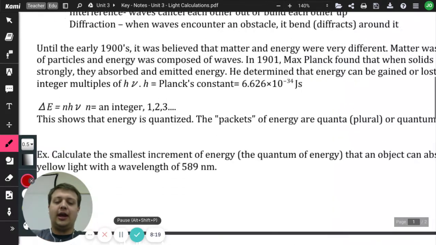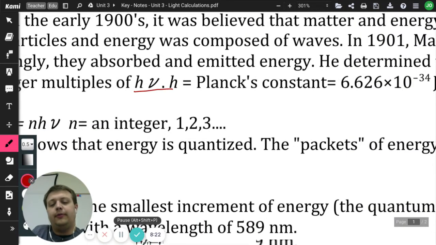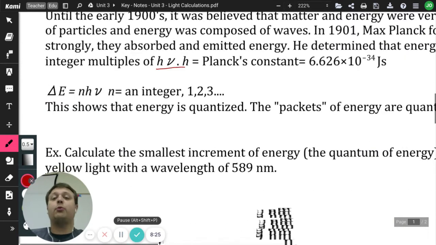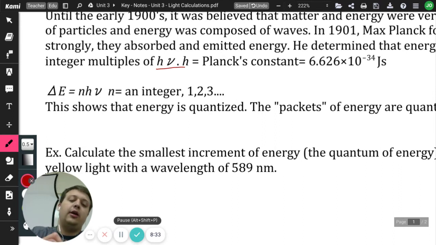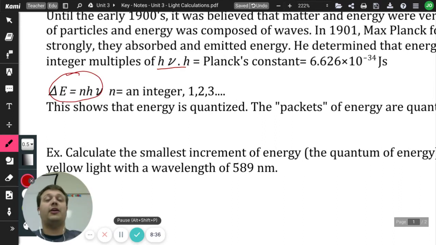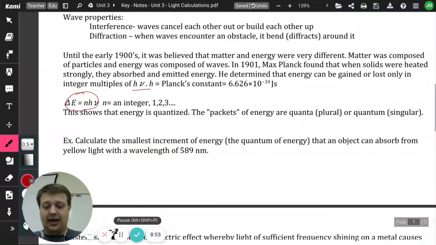So he actually had a formula here, okay? And he actually came up with a constant, and that's 6.626 times 10 to the negative 34th joule seconds. That would be what we call Planck's constant. And here is our formula. What he said was that the change in energy equals that integer times Planck's constant times the frequency. And so n is the integer of 1, 2, 3, 4, 5, 6, 7, 8, 9, 10, whatever. And what he showed was that energy is quantized or put into these packets of energy, okay?